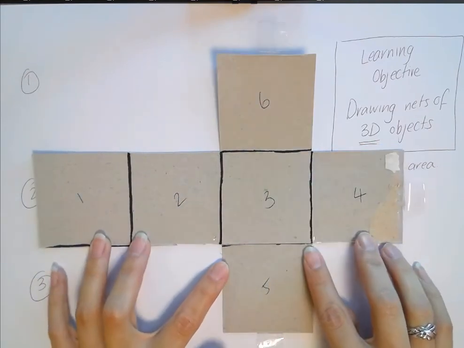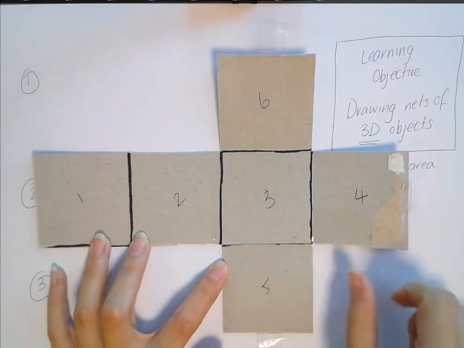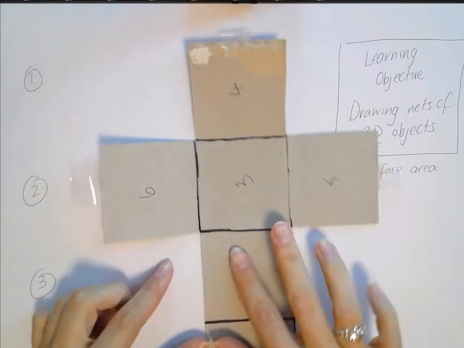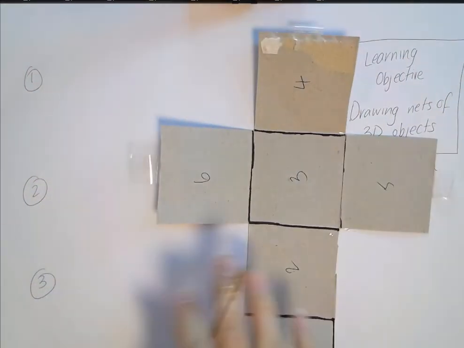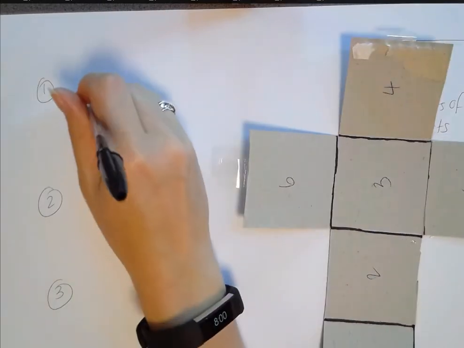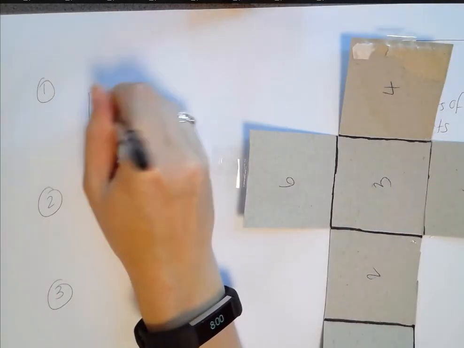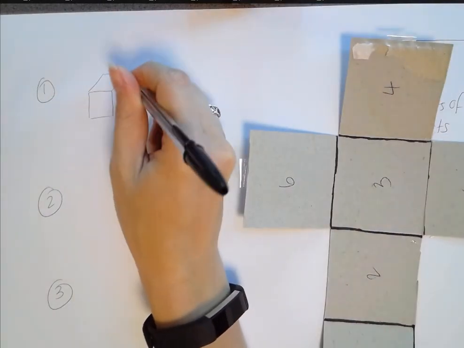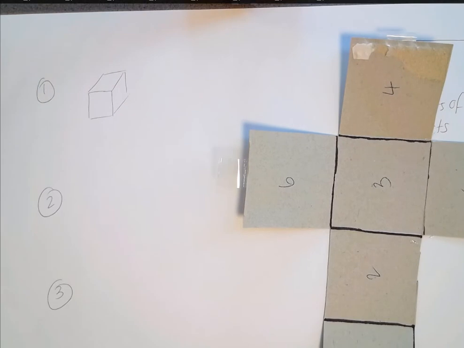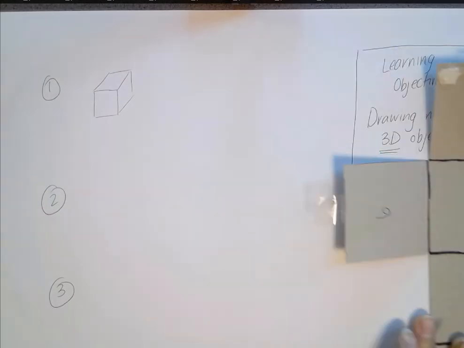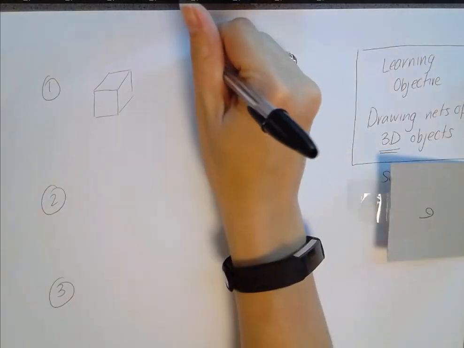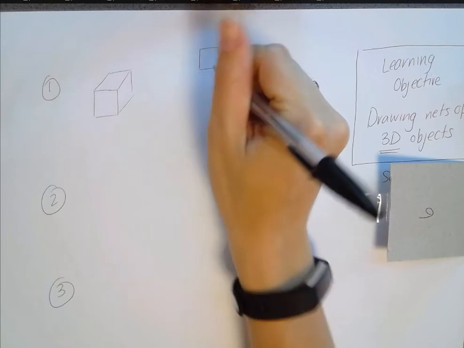However, if we look really carefully, they're all the same. The special part about a cube is that all the faces are the same shape. So if I had to draw a cube in a 3D way, it'd look something like that. Not great, but you get the idea. But if you wanted to draw its 2D net, we would have to draw an awful lot of squares.